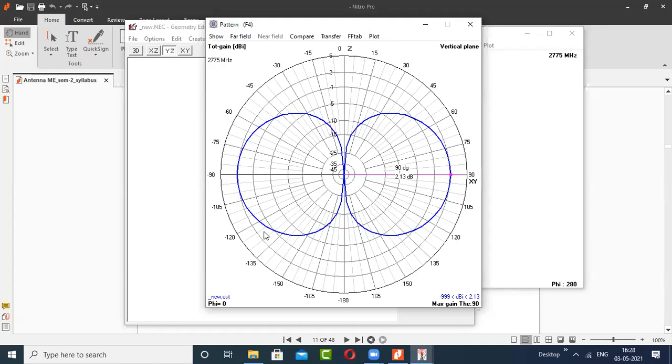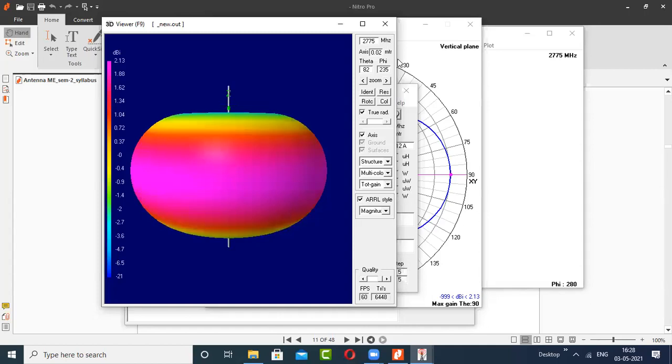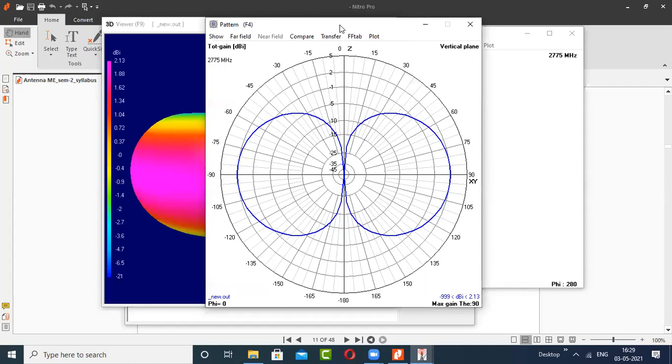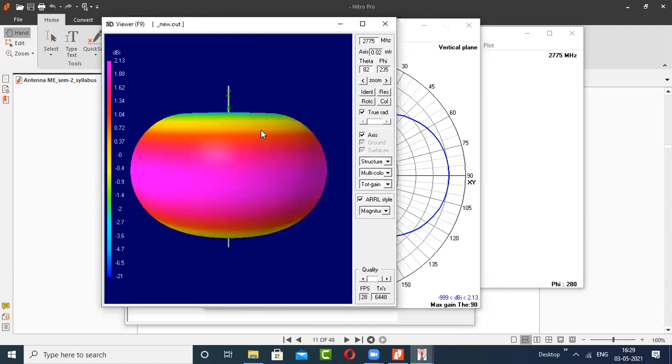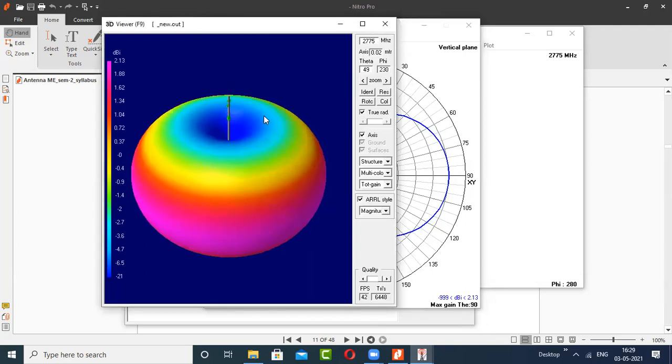If you look at this two-dimensional radiation pattern, here it is written as dBi. It means the one who designed the software is measuring the gain of the antenna with respect to an isotropic antenna. That's why the I is there. I is isotropic. We have already discussed the meaning of isotropic antenna.